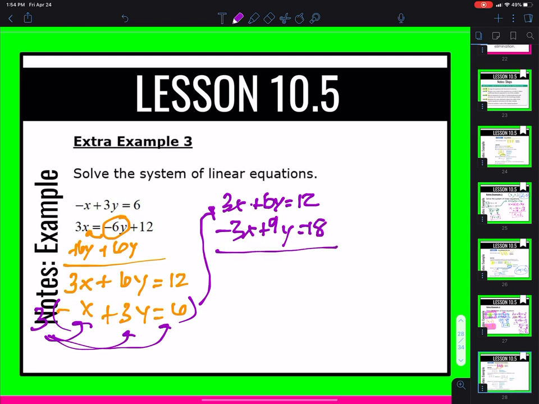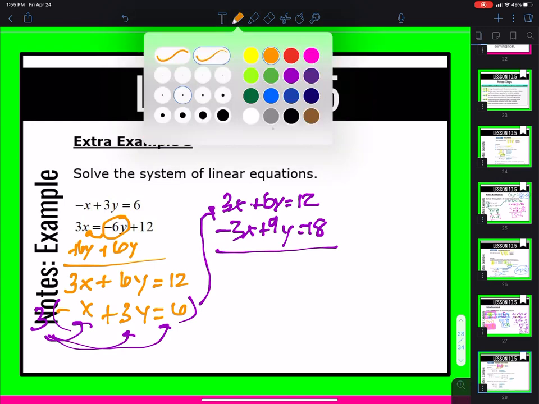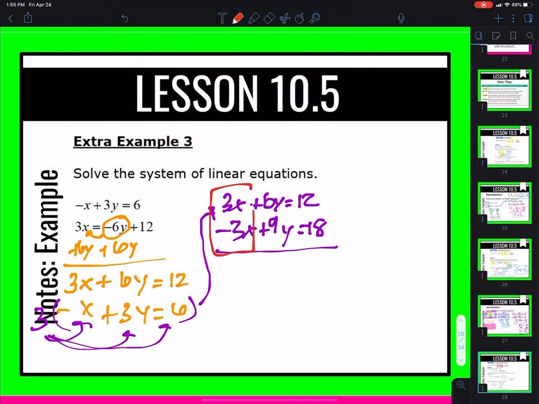And I'm going to go ahead and solve down. You will notice that this 3x minus 3x cancel out. So I'm left with 15y equals, let's see, that becomes 30. Divide by 15 on both sides. y equals 2. Go ahead and plug that into one of the original equations.